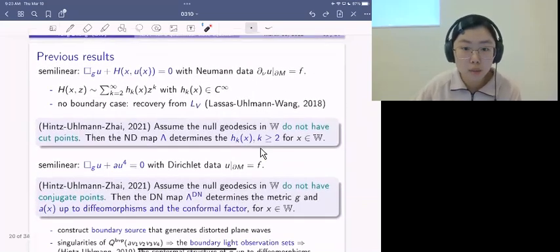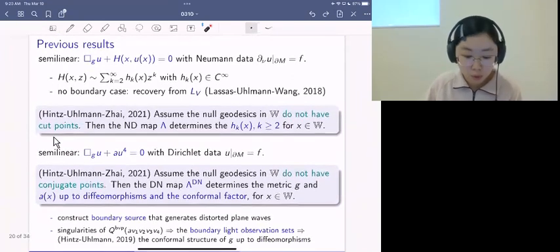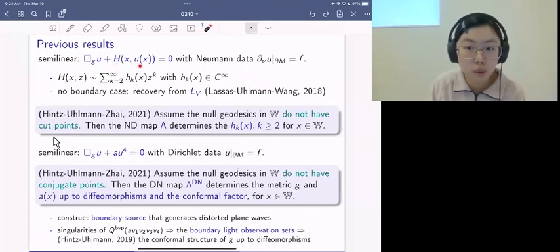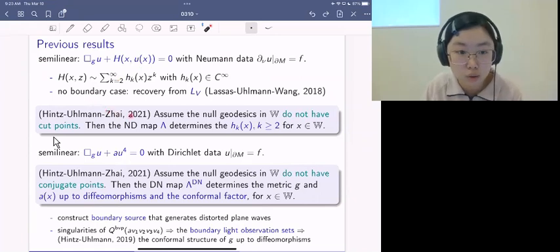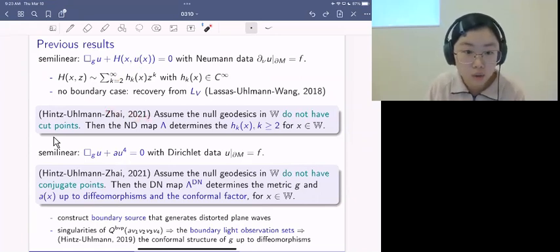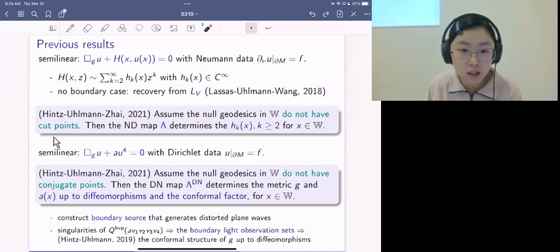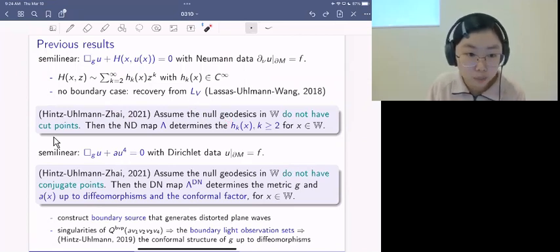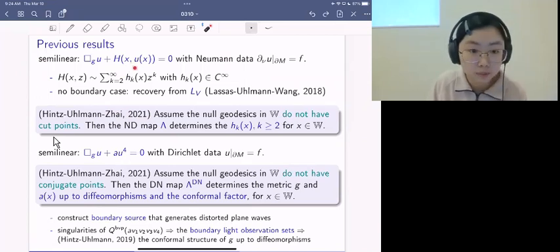And also there are some previous results for inverse boundary value problems. The recovery of the nonlinear terms for the semilinear wave equation has been studied in the paper by Hintz, Uhlmann and Zhai in 2021. They assume the null geodesics do not have cut points, then the ND map will determine these nonlinear coefficients.